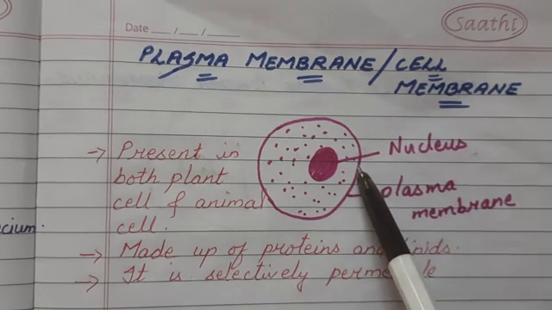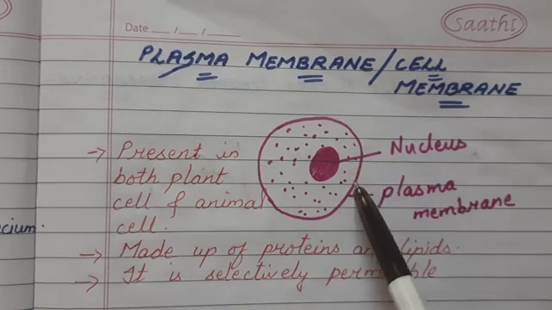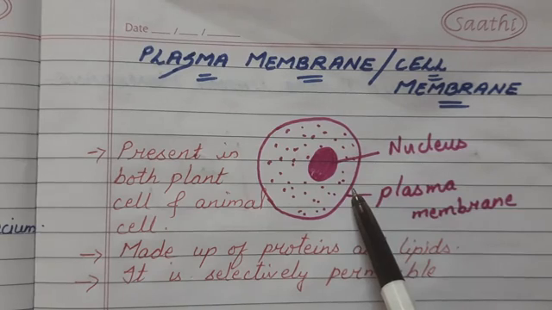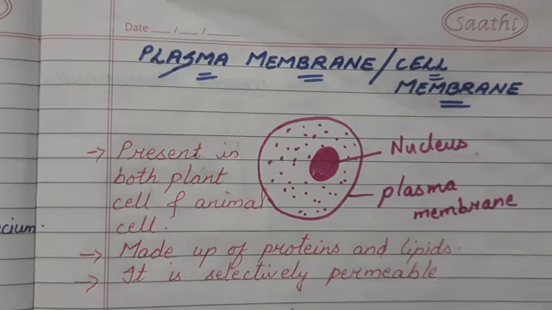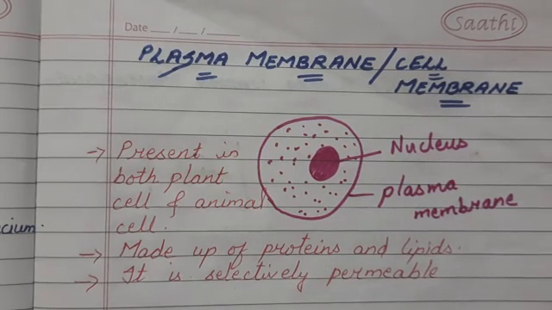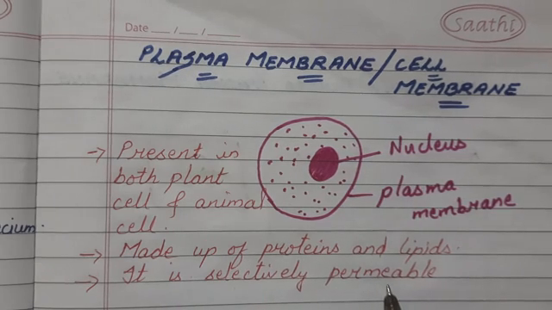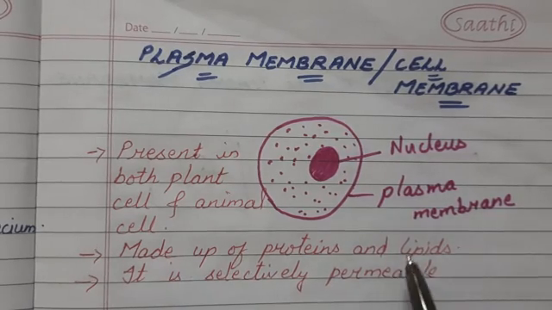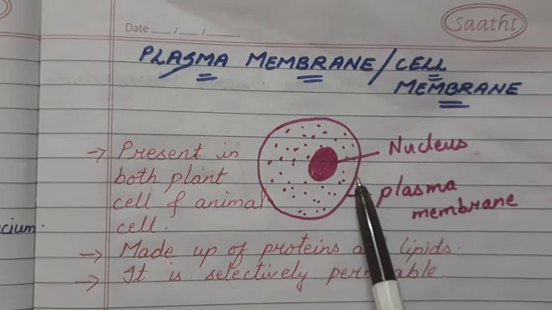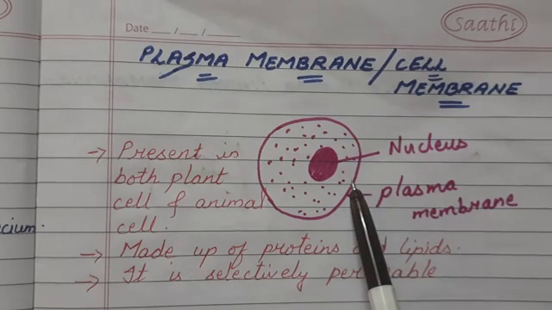This plasma membrane or the cell membrane is present in both the plant cell as well as the animal cell. This plasma membrane is made up of proteins and lipids, and it is a selectively permeable membrane. Why is it called a selectively permeable membrane? Because this plasma membrane allows the entry or exit of only some materials into the cell.